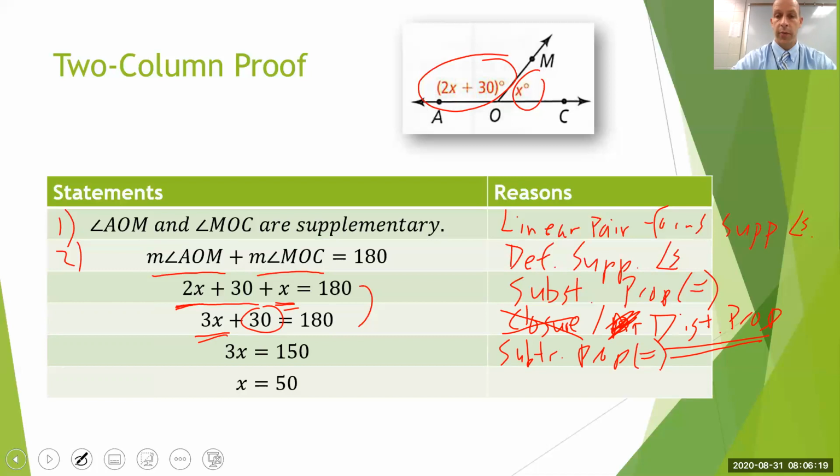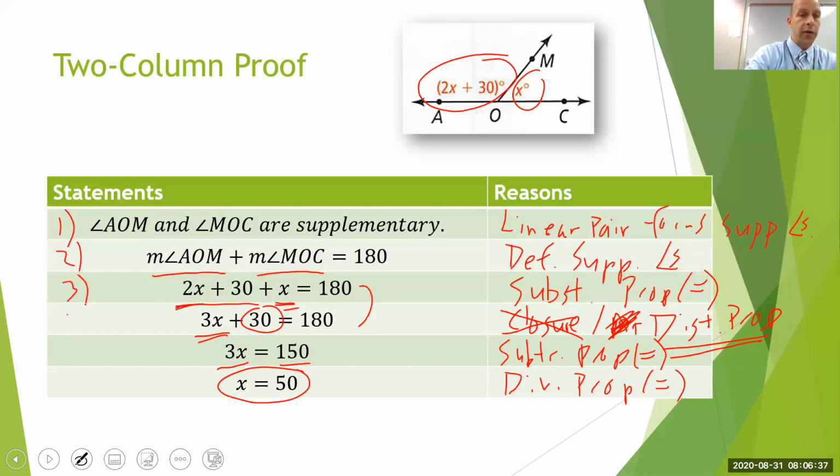And then, of course, division property of equality. The reason I know it's the division property of equality is because if you divide both sides by 30, you'll get x on the left and 50 on the right. So here is the solution. Here's what x is. And now we've got our proof and our statements 3, 4, 5, and 6: linear pair, definition of supplementary angles, substitution property of equality, distributive property, subtraction property, and division property.